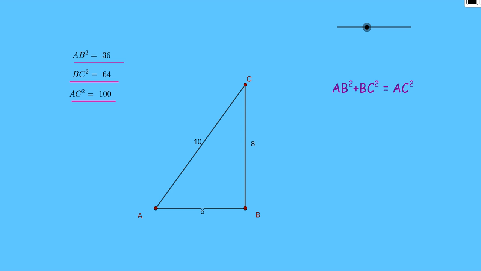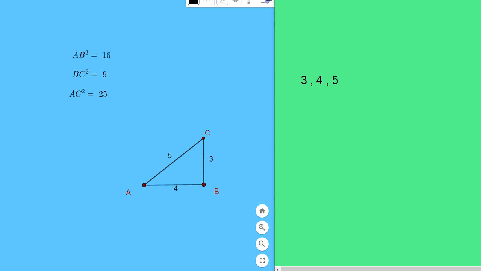This property you already know, it is called Pythagoras property. That is, the sum of the squares of the sides is equal to the square of the hypotenuse. The numbers which satisfy this property we can call a Pythagorean triplet. 3, 4, 5 is the first Pythagorean triplet.